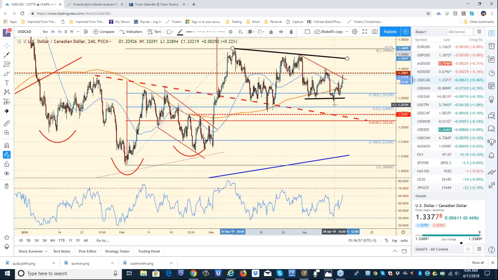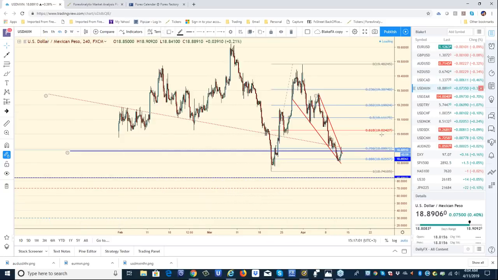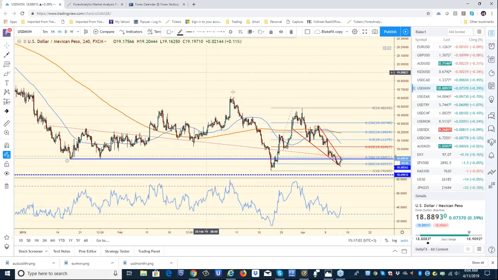One of the other things that I wanted to bring up is here's the dollar Mexican peso. Now, this was my chart of the day yesterday, and let me show you the chart.